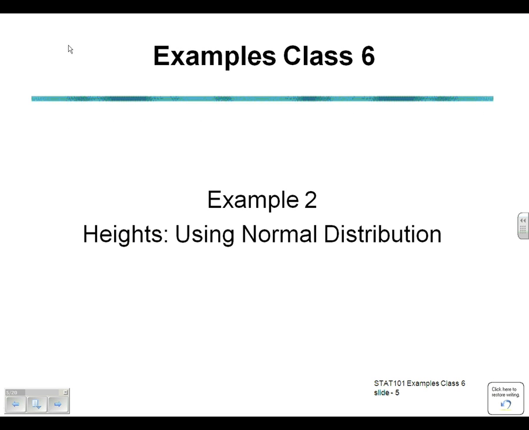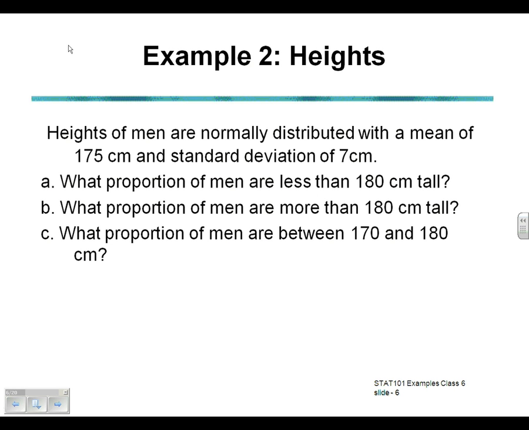To move on to example 2, this time we're looking at using the normal distribution to solve our problems, and this is about heights of men. We're told here that heights of men are normally distributed, and we're given again the mean and standard deviation for those heights. Our problems here are to calculate the proportions given. Firstly, the proportion of men that are less than 180 centimeters tall, the proportion of men that are more than 180 centimeters tall, and then an interval proportion, so between 170 and 180.